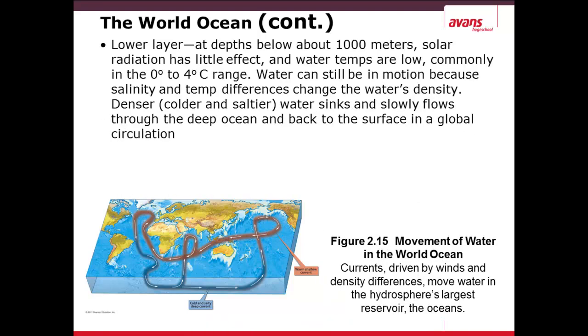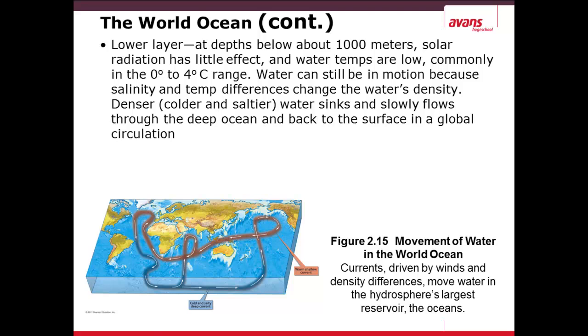The lower layer has a depth of approximately 1,000 meters. The solar radiation has little to no effect. The water temperatures are very low and range between 0 to 4 degrees Celsius, just below freezing. Water can still be in motion because of salinity and temperature differences that change water's density.